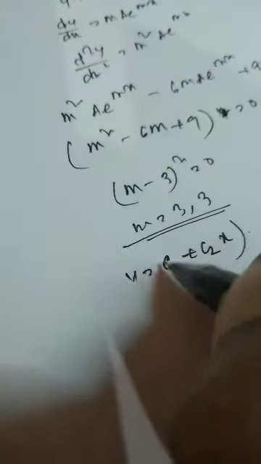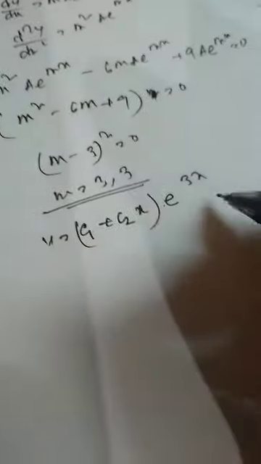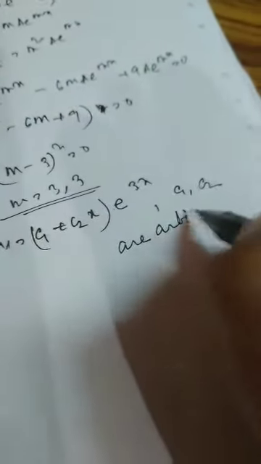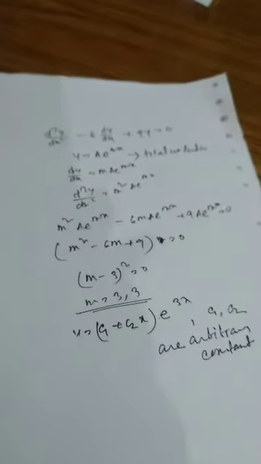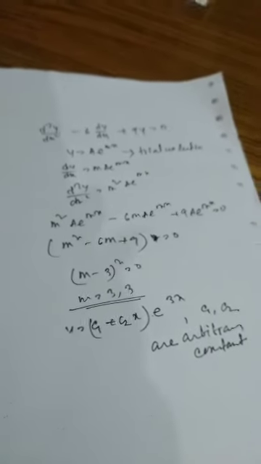So now we can write the solution in the form y = (c1 + c2 x) e^(mx). So y = (c1 + c2 x) e^(3x), where c1 and c2 are arbitrary constants. I hope you understand how we can find the solution of a differential equation when the roots are real and distinct, and when the roots are real and equal. So thank you.